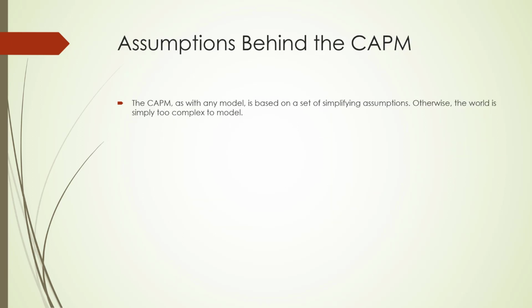Now, the CAPM is just a model, right? It's a mathematical way of trying to predict what the required rate of return should be. And it's based, as all models are, on a set of simplifying assumptions. The world is simply far too complicated to come up with a simple equation that could be used to model just about anything. And so almost always models have a set of assumptions behind them. And the same is true of the CAPM. So let's look at those assumptions. There are 9 of them.